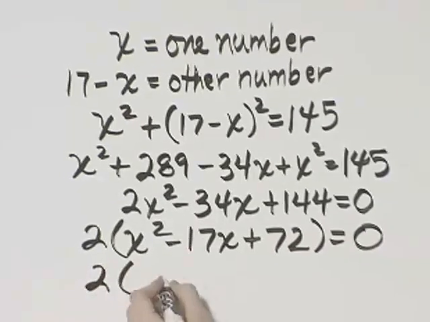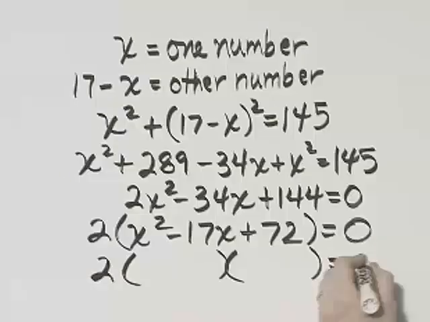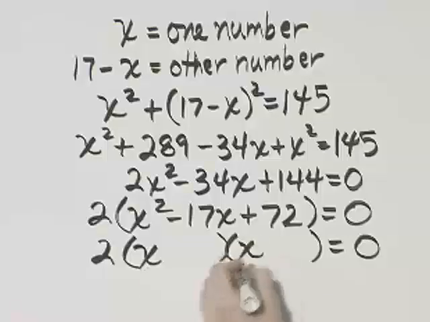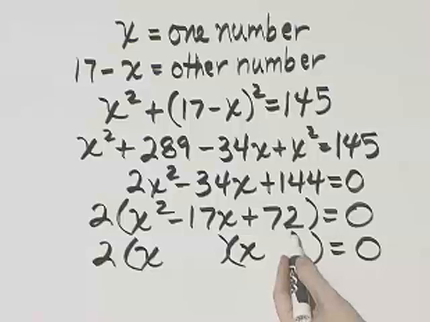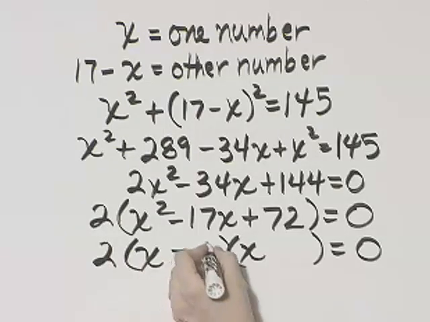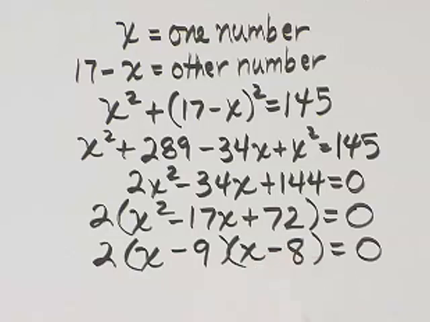Keeping my 2, I'm going to now draw 2 sets of parentheses and try and factor this trinomial. X and x gives me x squared. What are 2 factors of 72 whose sum is negative 17? Those are negative 9 and negative 8. Now remember then, you set each factor equal to 0.